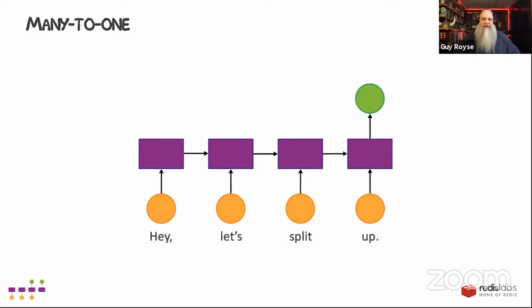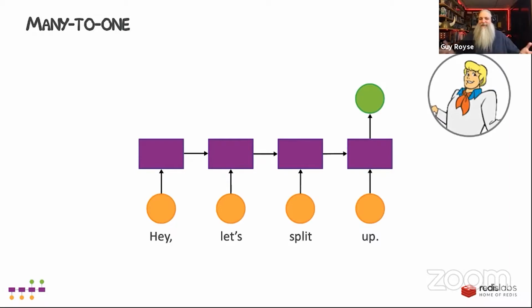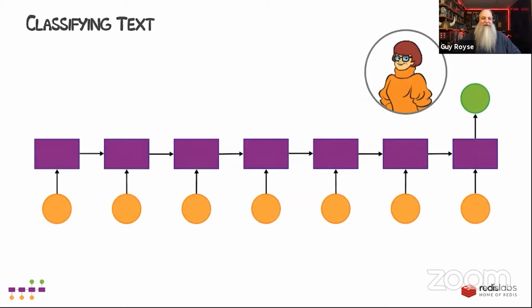And so here we've got, hey, let's split up. Who says that? Fred says that. So this is classifying text, which is what we're going to look at in detail. Here we've got a classic line from Velma. I can't see without my glasses.